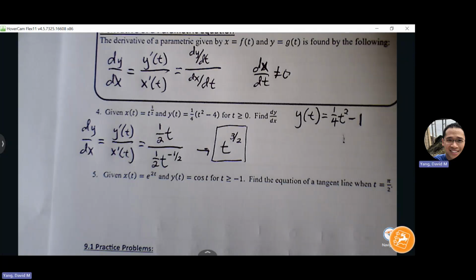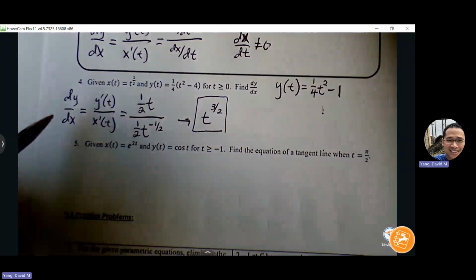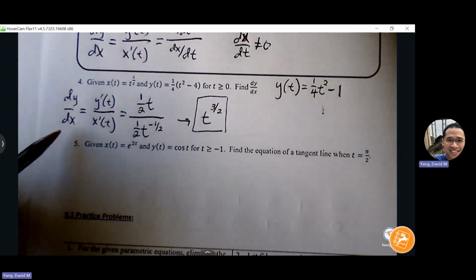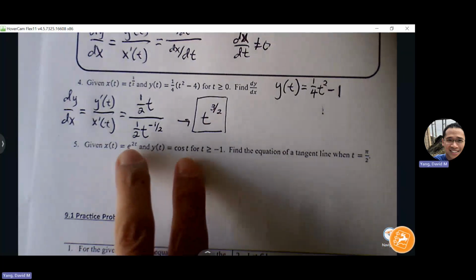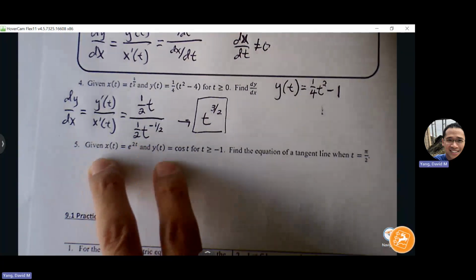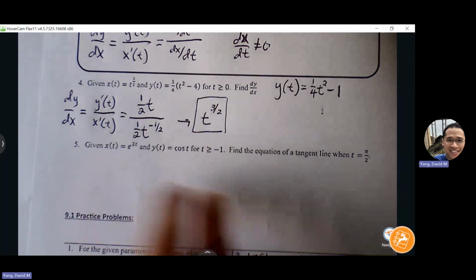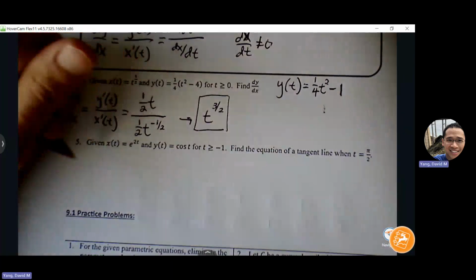Okay, number 5. Given x of t and y of t in the problem, find the equation of the tangent line. So we're going to go through the same process. We're going to find the derivative. From the derivative, we can plug in t to get the slope. And then we can plug in t to find x and y. Once we have x and y and the slope, we can do point slope form. Okay, let me find the ordered pairs first.